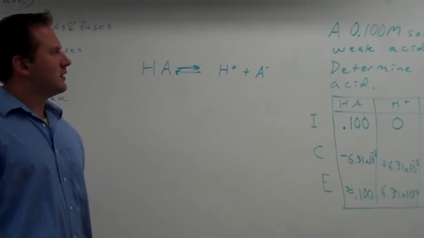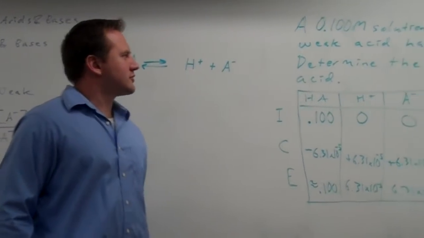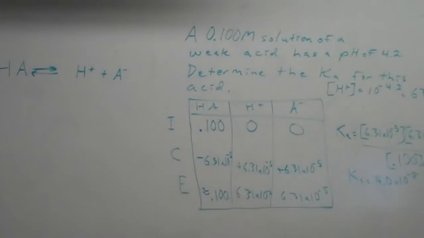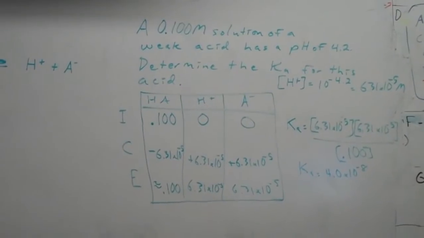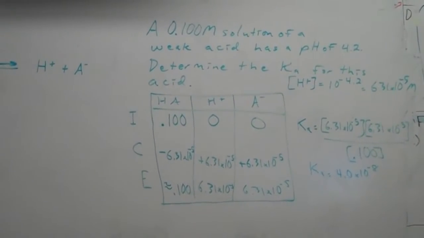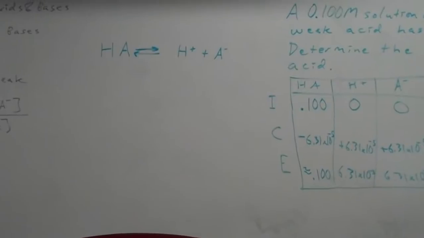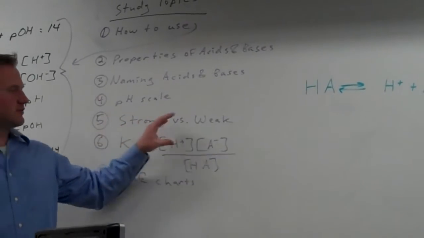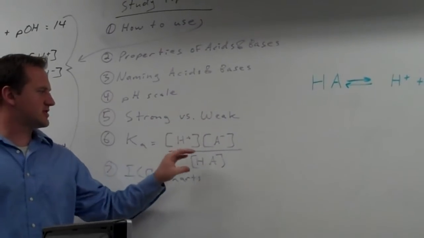So in this problem, we have a 0.1 molar solution of a weak acid and the pH is 4.2. From that we can calculate what the Ka is, or the dissociation constant is. The Ka basically tells us the ratio of how much of it dissociates versus how much of it stays together.